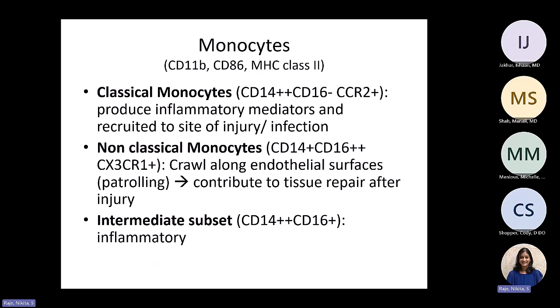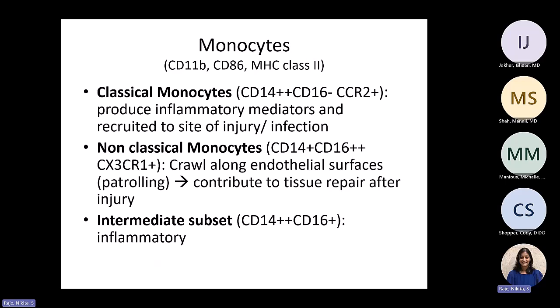CD86 is B7.1, B7.2. Remember, those are the co-stimulatory molecules. So monocytes have CD80 and CD86, B7.1, B7.2, two different names. This CD86 is a marker on monocytes. And then, of course, they have MHC class 2, which is what they use for presentation of antigens.